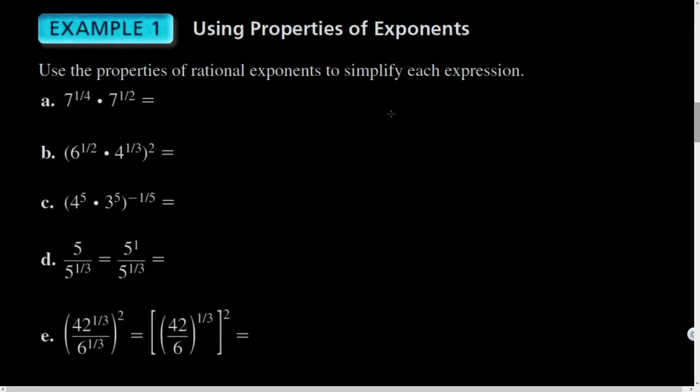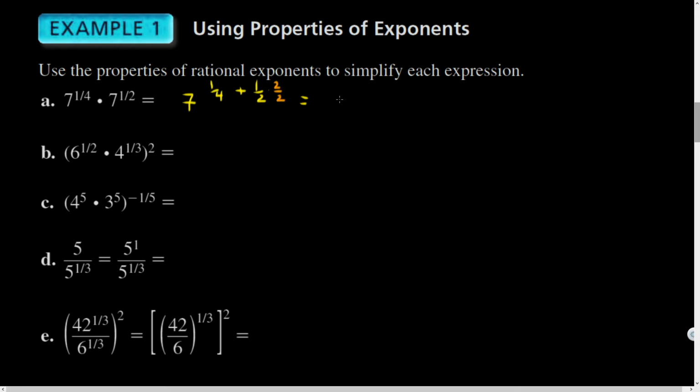All right, so example 1. Oh dear, they started us off real fresh, didn't they? Use the properties of rational exponents to simplify each expression. So multiplying two things of the same base, I would add the exponents. So a to the fourth plus a to the half. And that's where I'm like, wait a minute, I can't add those exponents. They have different denominators. What is the common denominator between 4 and 2? Well, that's 4. And I could get that by multiplying this by 2 over 2.